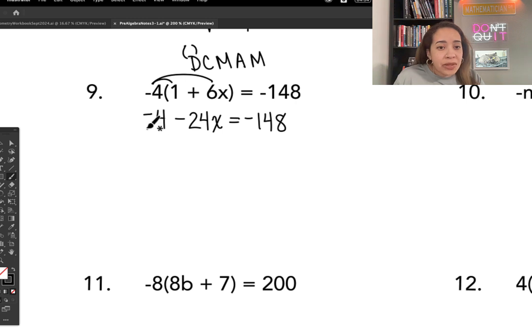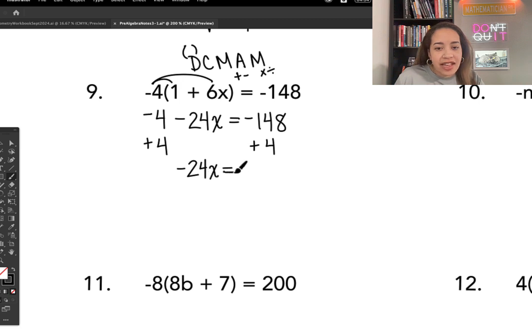So the last steps we see negative 4, which is kind of like subtraction, and we also see multiplication because we see a number right next to a variable. We know that our order of steps tells us to undo addition and subtraction before we undo multiplication and division. So I need to undo this subtraction by adding 4 to both sides. So now I have negative 24x on the left side.